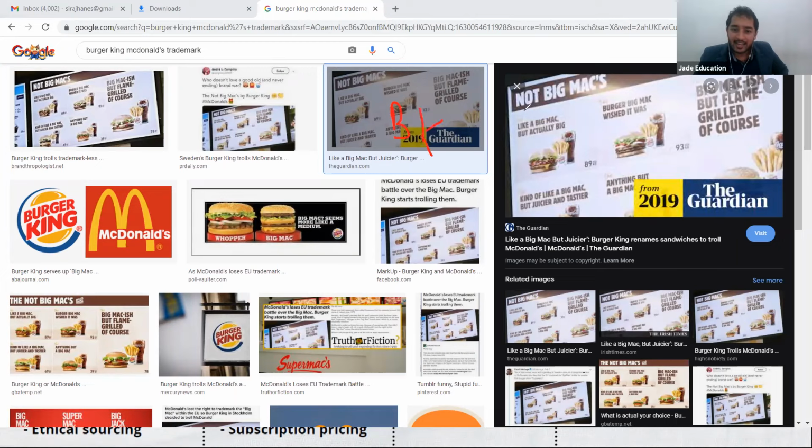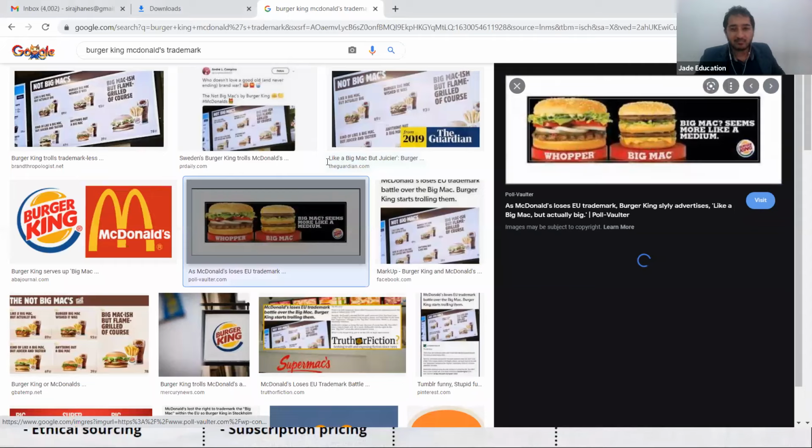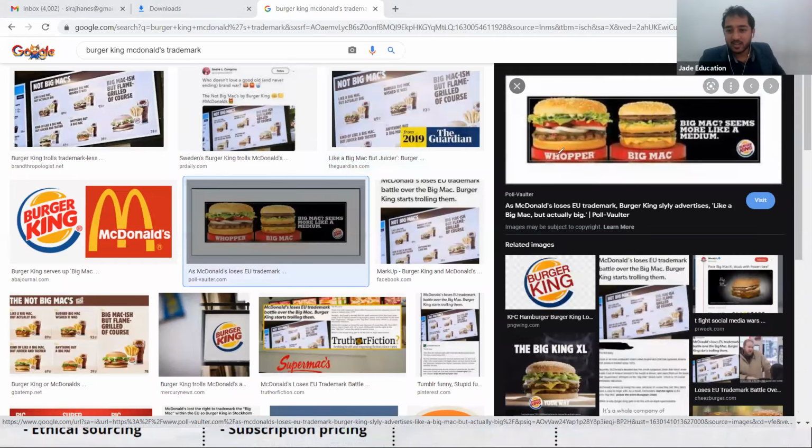What did they say? Like a Big Mac, but actually big. This is their menu. They changed their menu that week. Burger Big Mac, wished it was. Kind of like a Big Mac, but juicier and tastier. Anything but a Big Mac. Big Mac-ish, but flame grilled, of course. So as you can see, people shared this and shared this until finally, you know. Burger King is championing viral marketing. These guys are crazy good. You can go look at the advertisements. Whopper, Big Mac. Big Mac seems more like a medium.